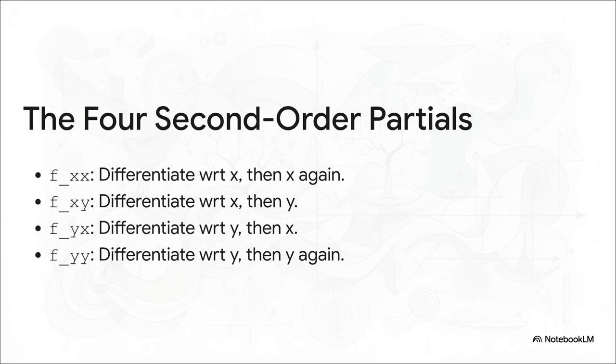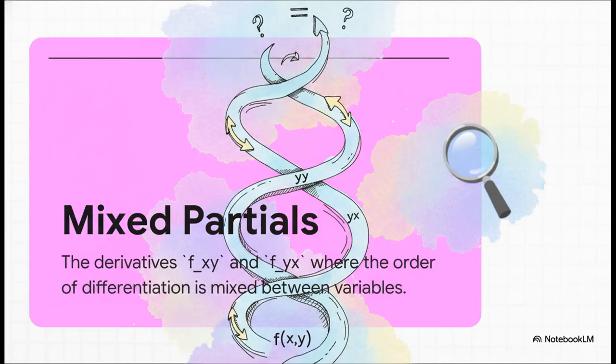You can go x, then x again, which we call f sub xx. Easy enough. You can go y, then y again, f sub yy. But then you've got the really interesting ones, the ones we're here for, differentiating with respect to x first, then y, which we call f sub xy, and its partner going y first, then x, or f sub yx. And these two, f sub xy and f sub yx, they get a special name. We call them the mixed partials.